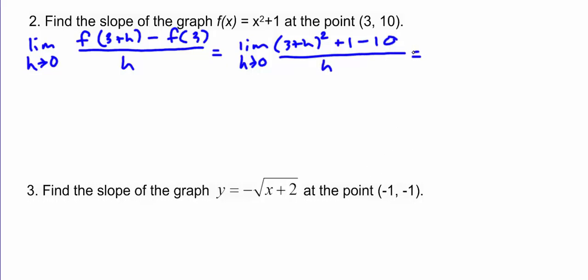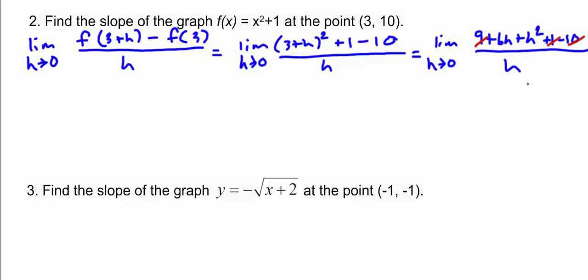All right, so we need to do some simplification. So we'll have the limit as h approaches 0 of 9 plus 6h plus h squared plus 1 minus 10. And you might notice we have 9 plus 1 minus 10. Those are going to be all gone, so say goodbye to the constant values.